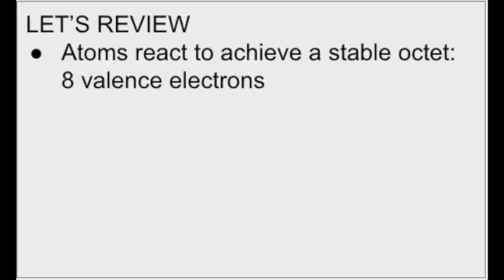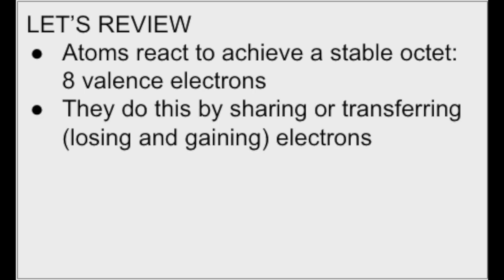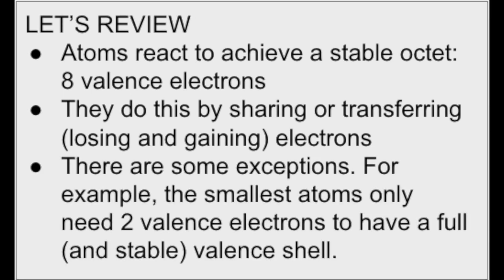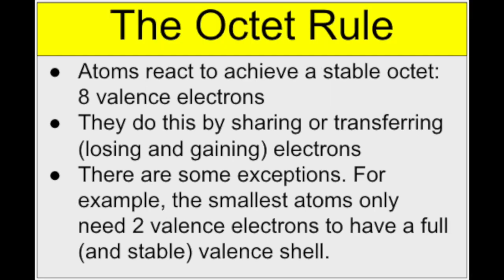Let's review. Atoms react to achieve a stable octet, 8 valence electrons. They do this by sharing or transferring, losing and gaining electrons. There are some exceptions. For example, the smallest atoms only need 2 valence electrons to have a full and stable valence shell. And that, chemists, is the octet rule.